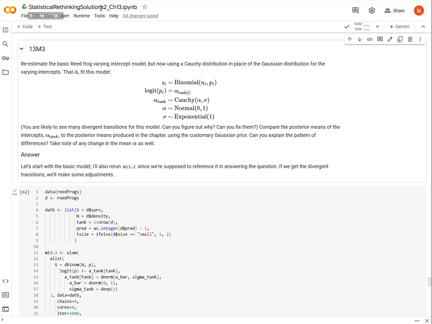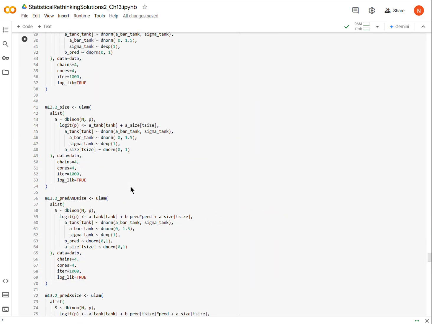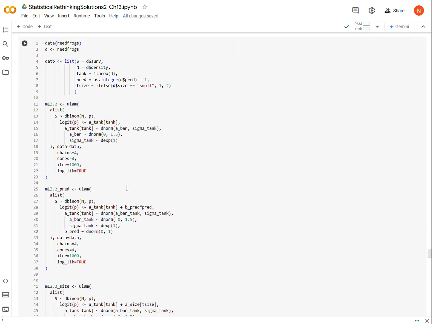So this is Statistical Rethinking, second edition, chapter 13, question 13M3. Okay, so here's the question. And basically what we are doing here is we are running a model. This model we saw earlier in the chapter, and in fact we also ran it in the previous two problems here. It's model 13M2 in your book.